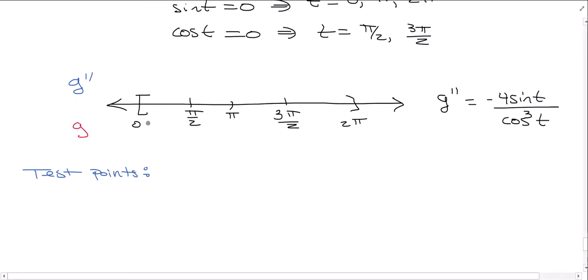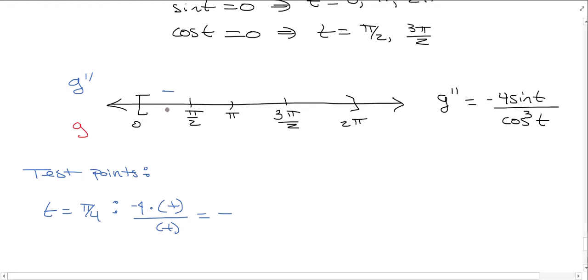So for our test point between 0 and pi over 2, you can pick pi over 4. So let t be pi over 4, and put it in here. What do we get? You're going to have negative 4 times the sine of pi over 4, which is in the first quadrant, so sine is positive, and then cosine of pi over 4, again in the first quadrant, is positive, and a positive cube remains positive. So you have negative 4 times positive, which is negative. So the second derivative is negative.